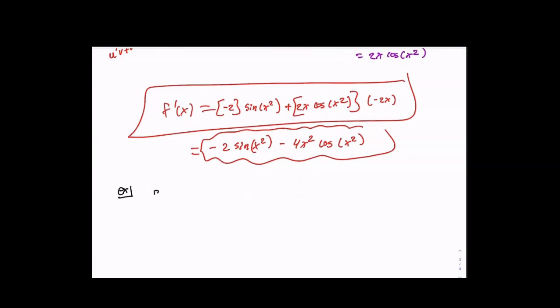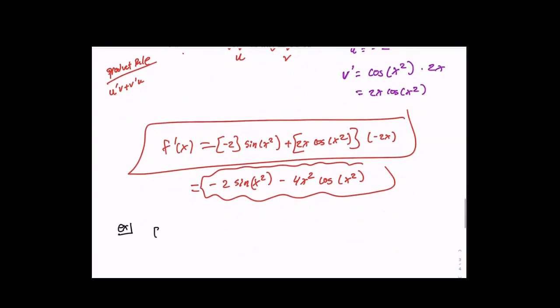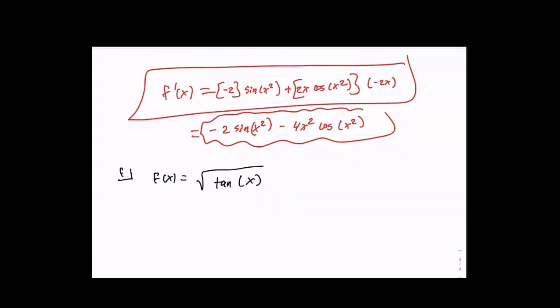Oh, sorry, an example. We're on F. Trying to get as many examples as I can. F of x equals the square root of tangent of x. What do I do? Make it calculus friendly. Boom. So this is the same thing as what? Parentheses, tangent of x to the power of 1/2. Perfect.